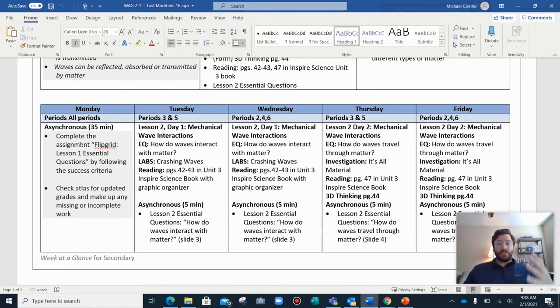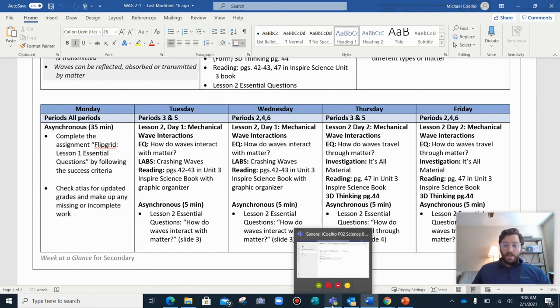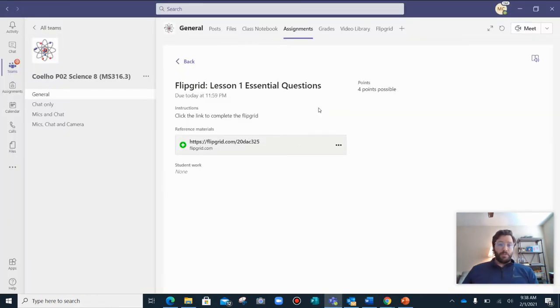So remember, the Lesson 1 Essential Questions were the PowerPoint slides you're working on. Every day we answer an essential question. Today, you're going to go to Flipgrid and you're going to use those questions as a script to create a presentation. So to remind you of where and how to find that, I'm going to use my period 2 as an example. You go to Teams, under Assignments, you're going to find that assignment Flipgrid, Lesson 1 Essential Questions. Look for the one that says Flipgrid on it.